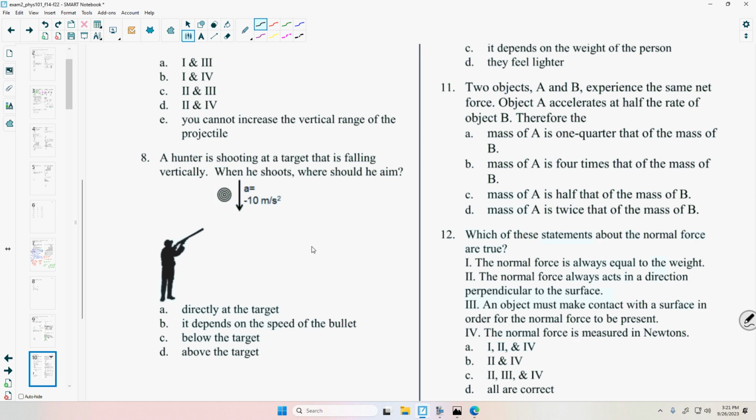So if you aim at the target, then what happens is that the target falls through a certain distance, and at the same time, after you shoot your gun, your weapon, the bullet also falls. And so what you want to do is aim directly at the target, and when you do that, as you shoot and the target falls, the bullet also falls at the same rate.